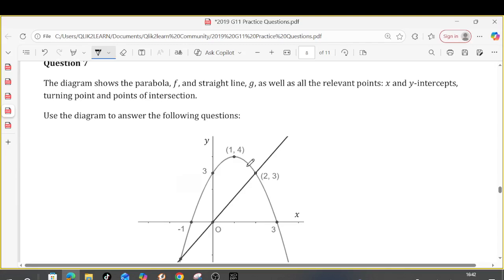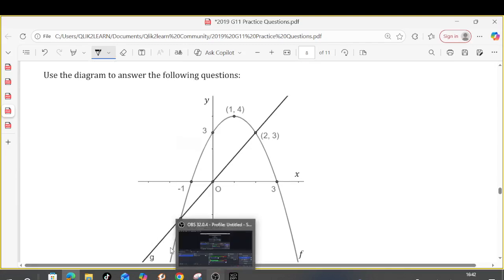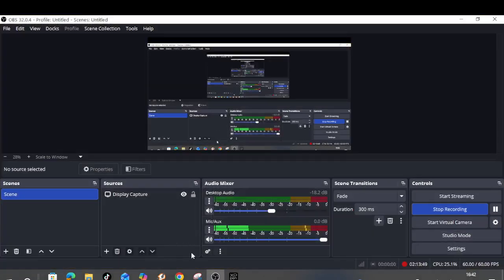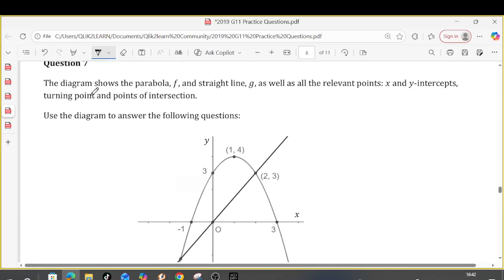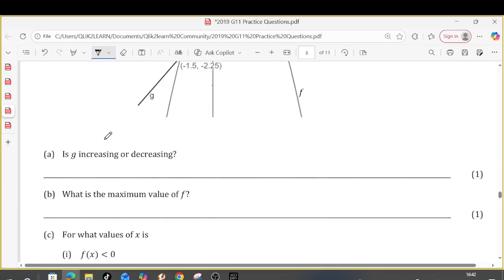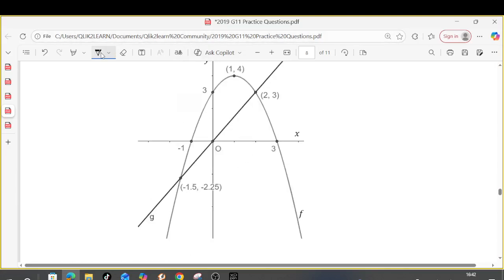Okay, last question, guys. Last question. Let's work on this last question. It says that this is the graph that we are given. The diagram shows the graph of f. Use this graph to answer the question. First thing, is g increasing or decreasing? So now look at this graph.